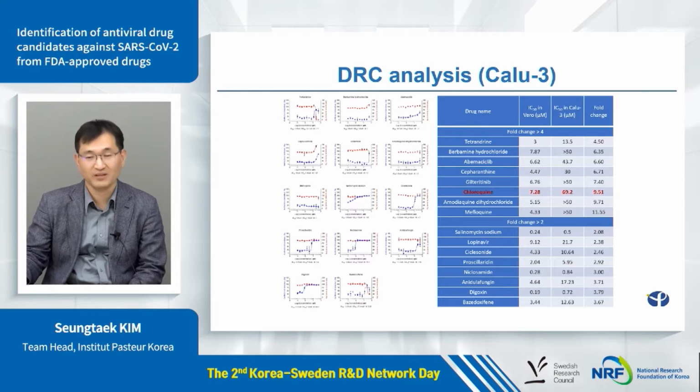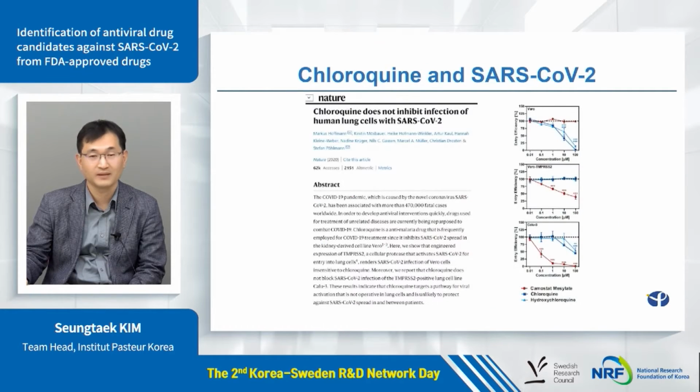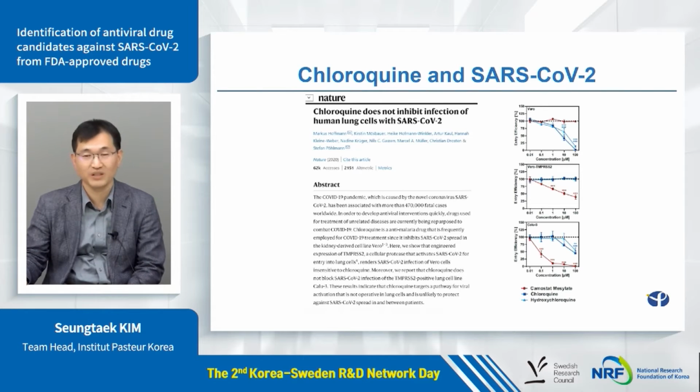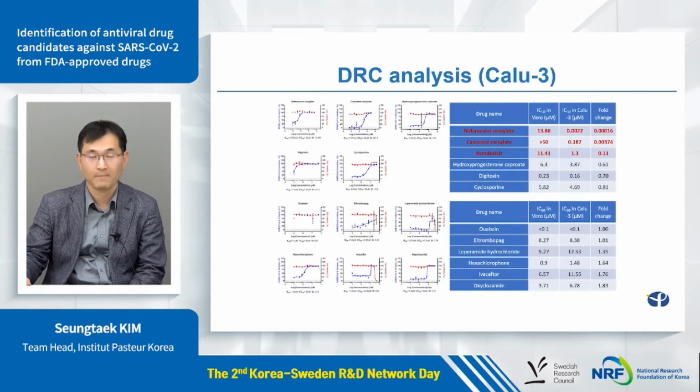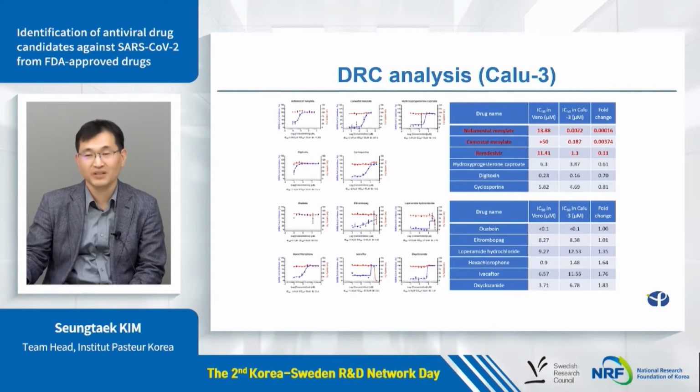In other words, the drugs became less potent in Calu-3 cells. Specifically, the IC50 of chloroquine increased by 10-fold, and this was also demonstrated by another study conducted by a German group. And now we know chloroquine and hydroxychloroquine do not help COVID-19 patients based on the results from several clinical trials. However, for some drugs, the IC50 rather decreased in Calu-3 cells. Remdesivir was one of them, and its IC50 decreased by 10-fold.